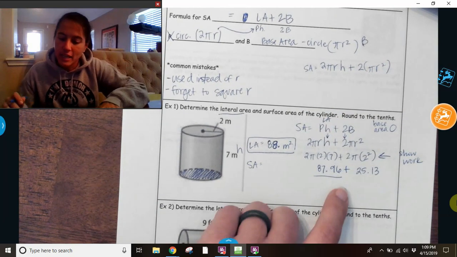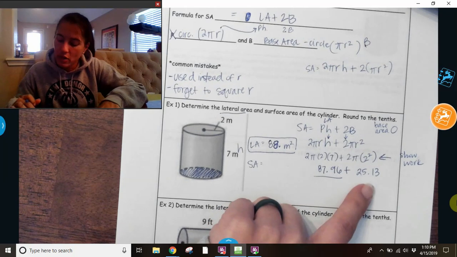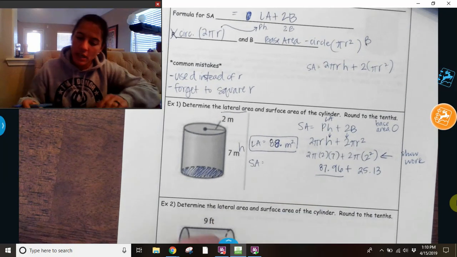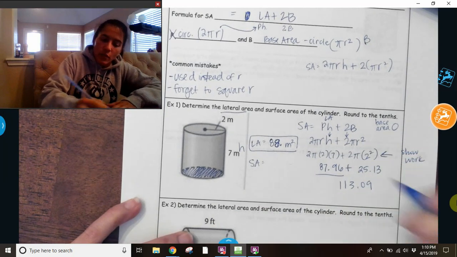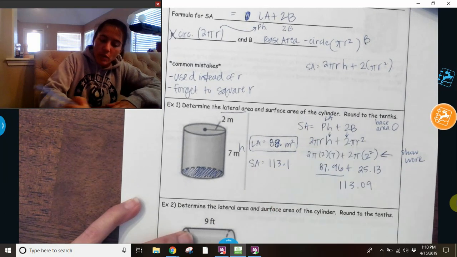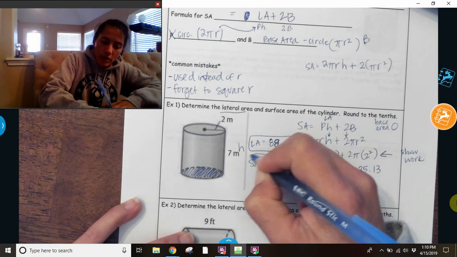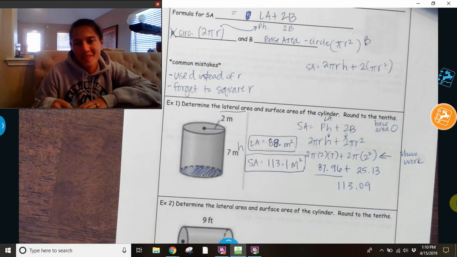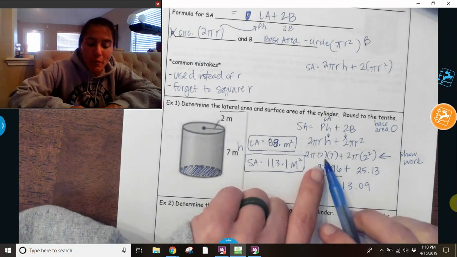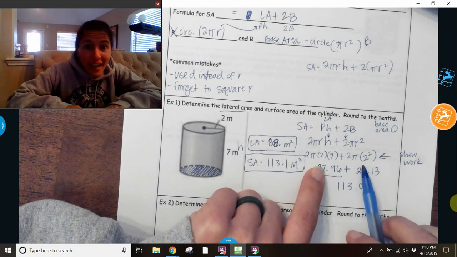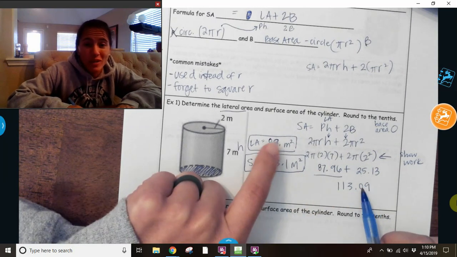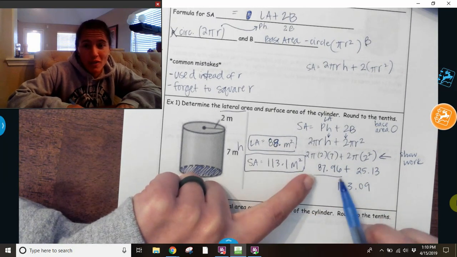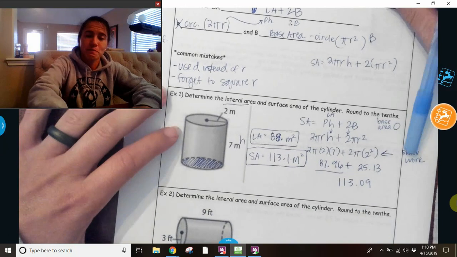And then when I add these, 87.96 plus 25.13, I get 113.09, which means I'd round up to 113.1 meters squared. All right. Now, could you type all this in at one time? Yes, you could. And it'll give you your total surface area, but it won't tell you what your lateral area is. And so that's why I break it up into 2 parts.